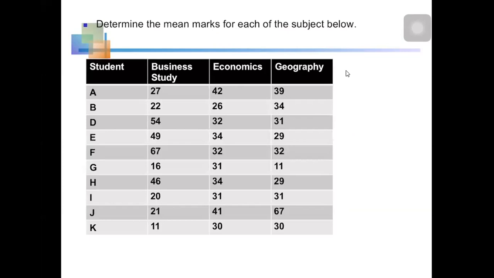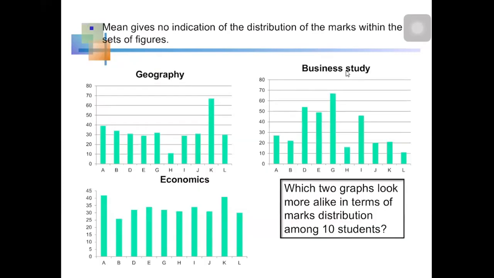Here, for example, determine the mean marks for each of the subjects. If you look here, we have three subjects: business study, economics, and geography. How many students do we have? A, B, D, E, F, G, H, I, J, K. We have 10 students here. Each of the students has marks for business study, economics, and geography. This is an example of raw data. From that raw data, we can come up with a bar graph.